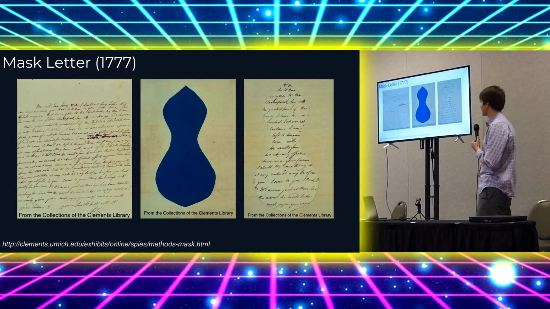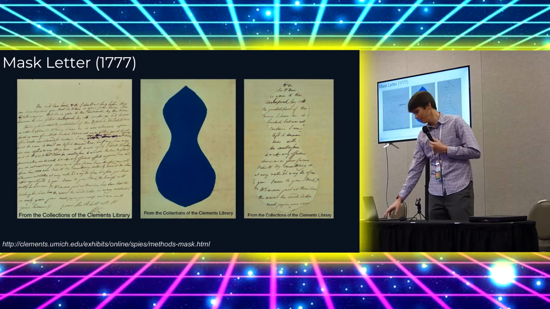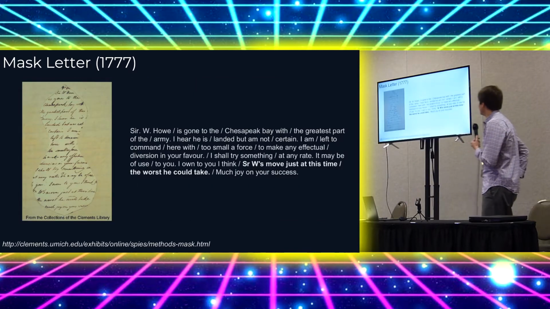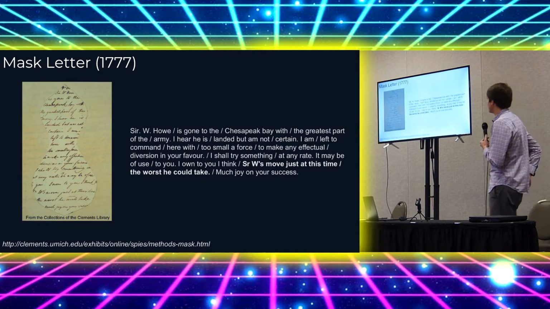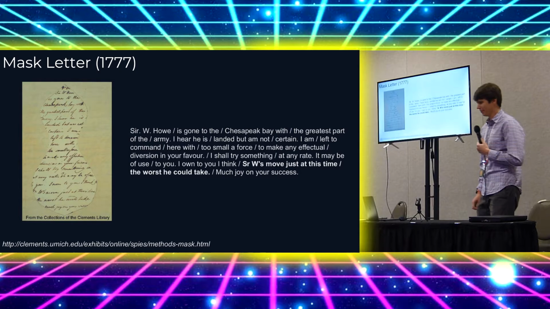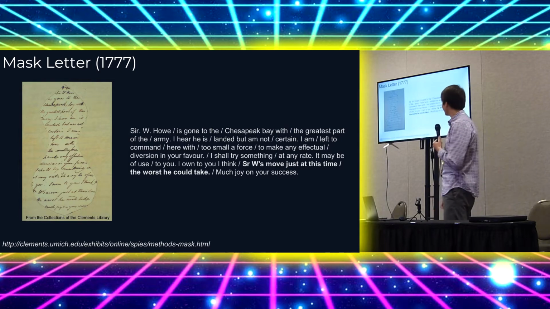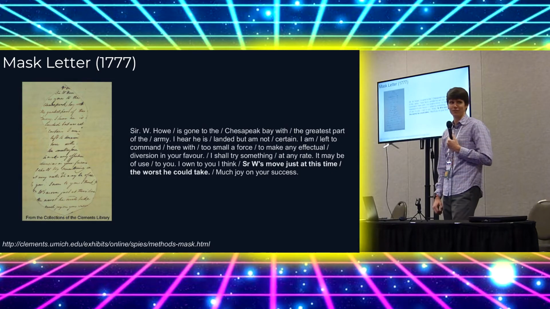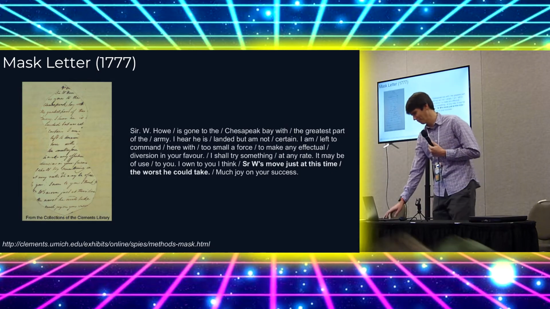There's also a mask that when you overlay it, reveals the true message. And when you lay this mask over, we can see toward the bottom, "Sir W's move just at this time, the worst he could take." Basically, the whole letter says the opposite of what the plain text reading says. This was uncovered some years later. It's an interesting example, I think, of pre-digital technology and steganography.